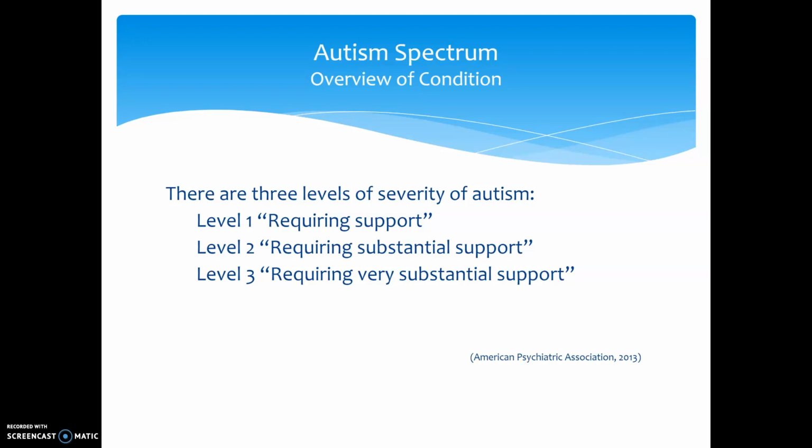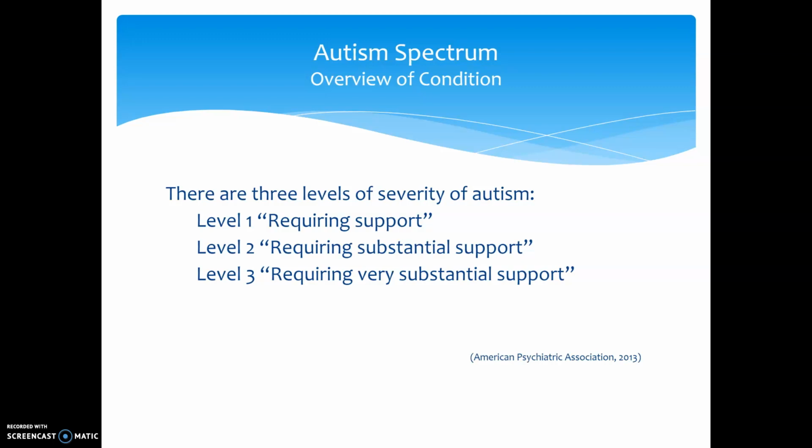Looking at Table 2 from the DSM-5, the three levels of severity are Level 1, which is labeled as requiring support. For social communication, this means that without the supports in place, there would be noticeable difficulties in communicating. There would also be noticeable difficulties in switching between activities.